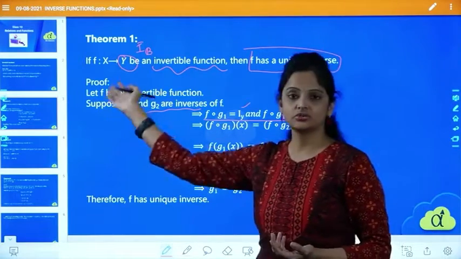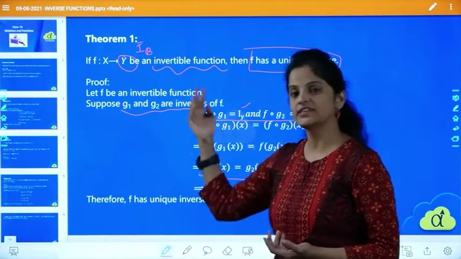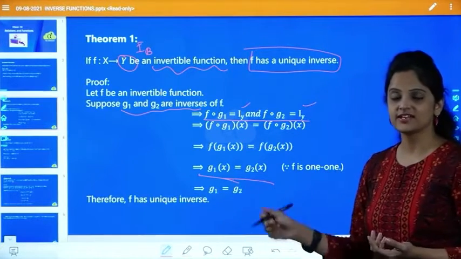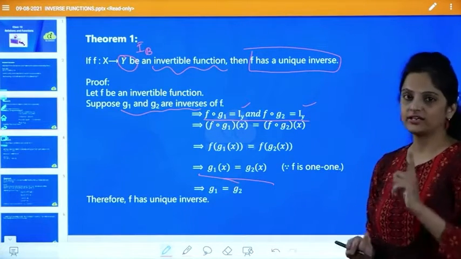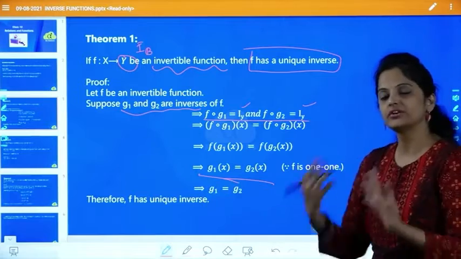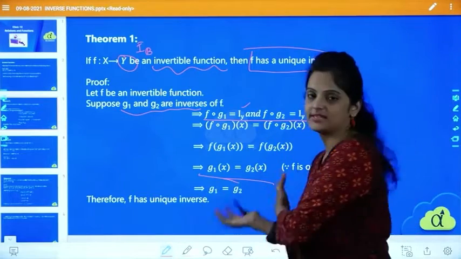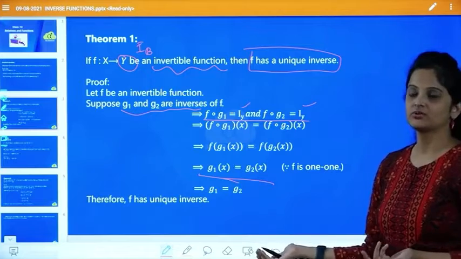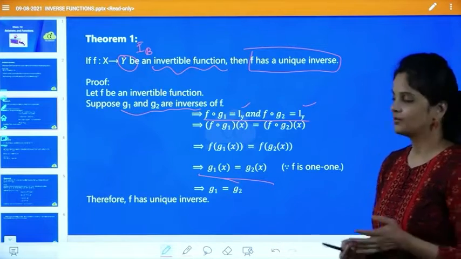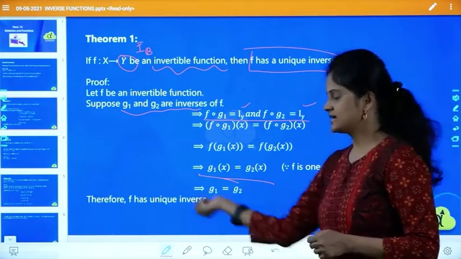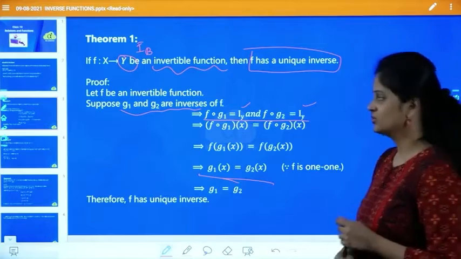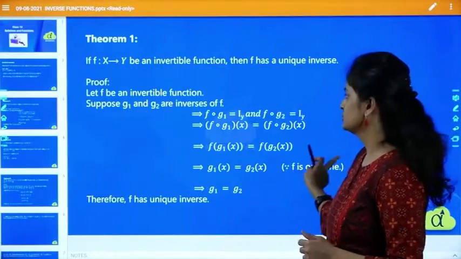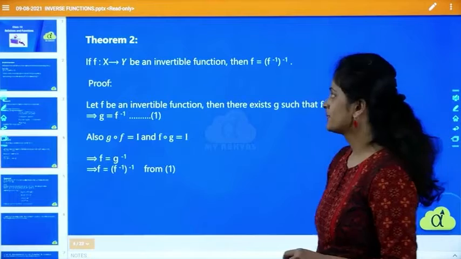What were G1 and G2? They were inverses of the same function. That means there are not two different inverses, there is only one inverse. If you consider two inverses, they are coming out the same. That is how we have proved it, by using the general case only, not any particular example. So did you understand this? They may ask you, so remember the result otherwise also. There is only one inverse.